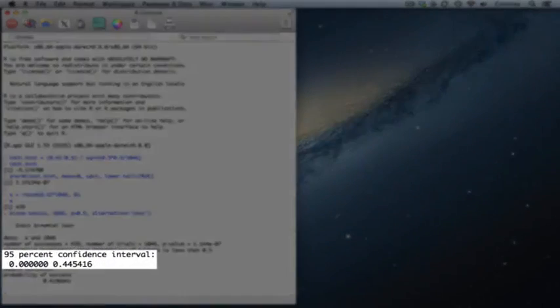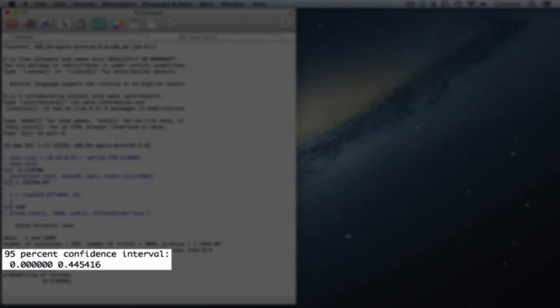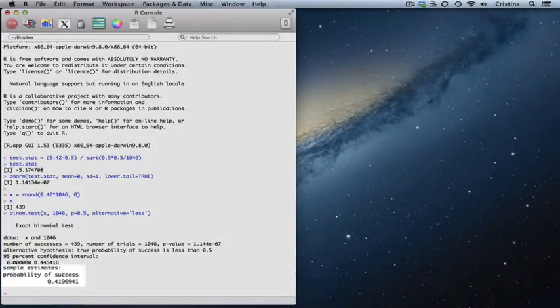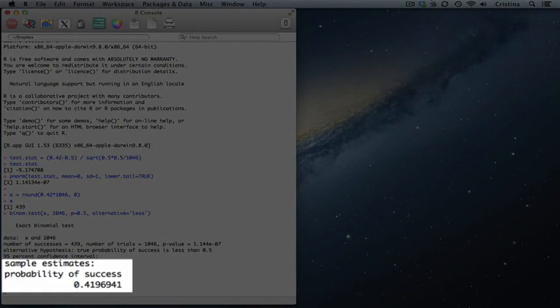We can also see a reported 95% confidence interval, but be careful because this confidence interval is a one-sided confidence interval, which we will not focus on. And lastly, we see the sample estimate for the probability of success p-hat, which we started with.